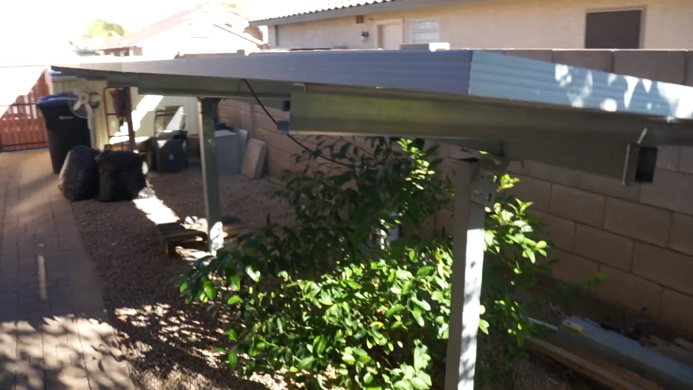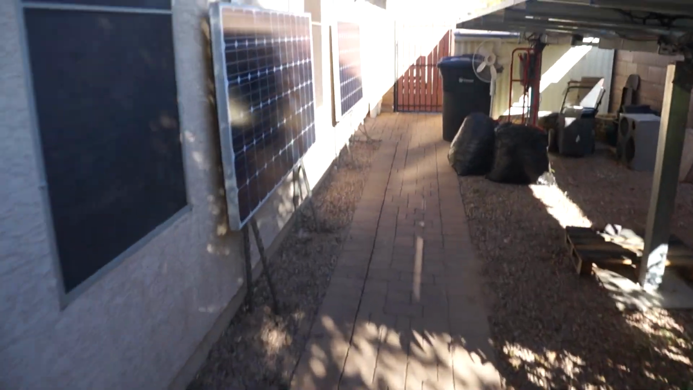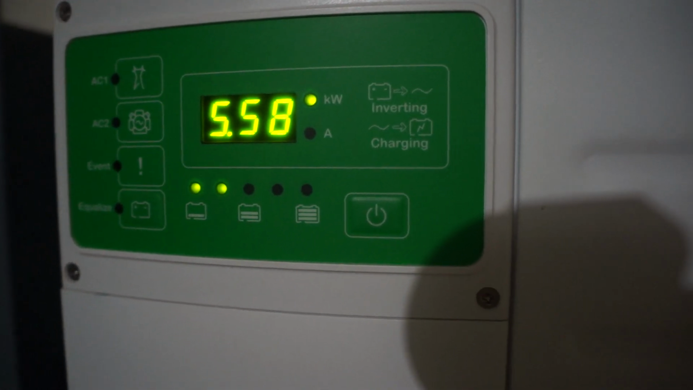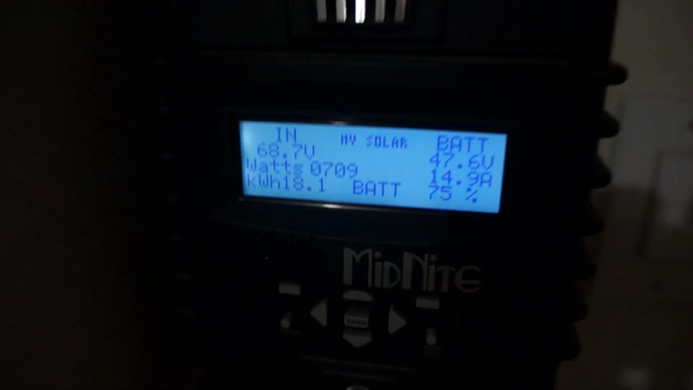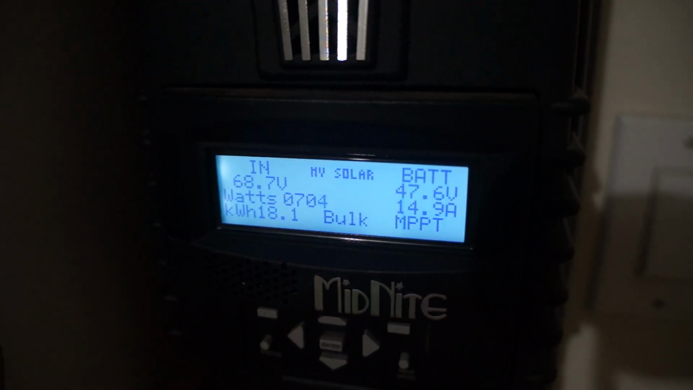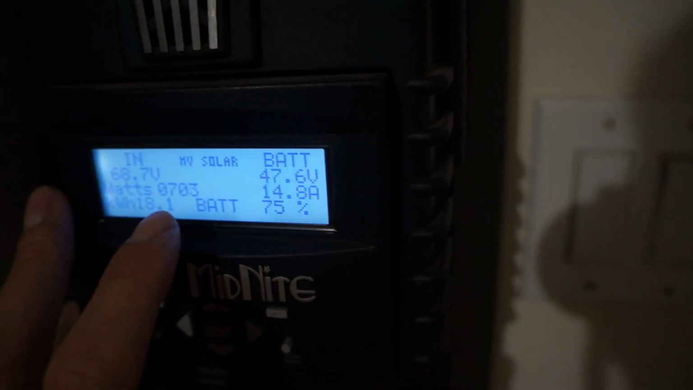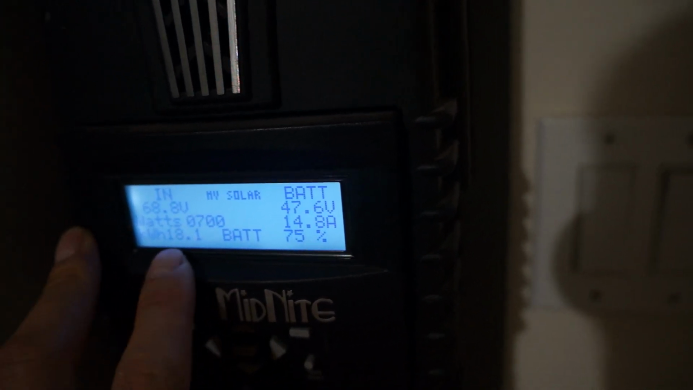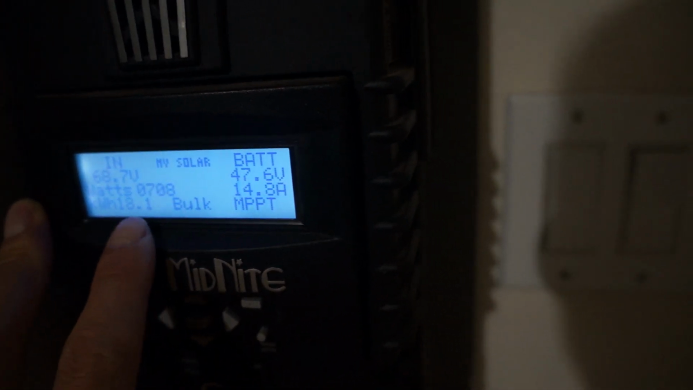So there's the array. Take a peek there. And the inverter is buzzing like crazy right now, as you can see. Right now, it's pumping out 5,500 watts, so 5.5 kilowatts. It's currently about 5 o'clock in the afternoon, and some of my panels are shaded, so they only put out 700 watts. I've produced 18.1 kilowatt-hours so far today.